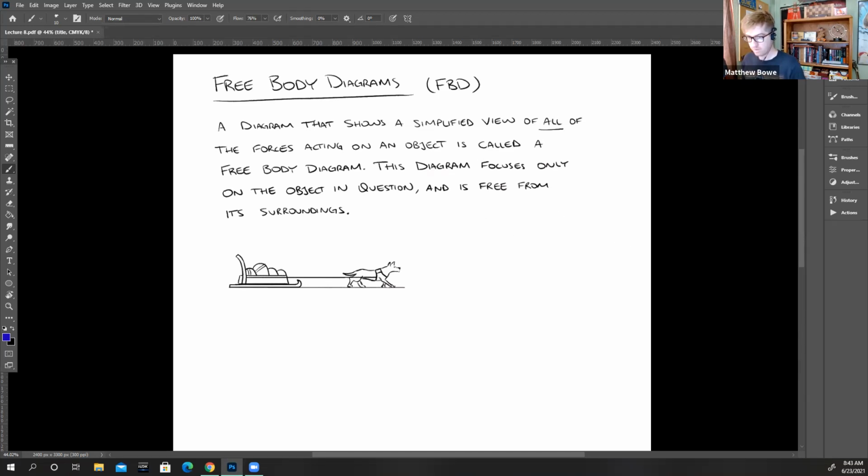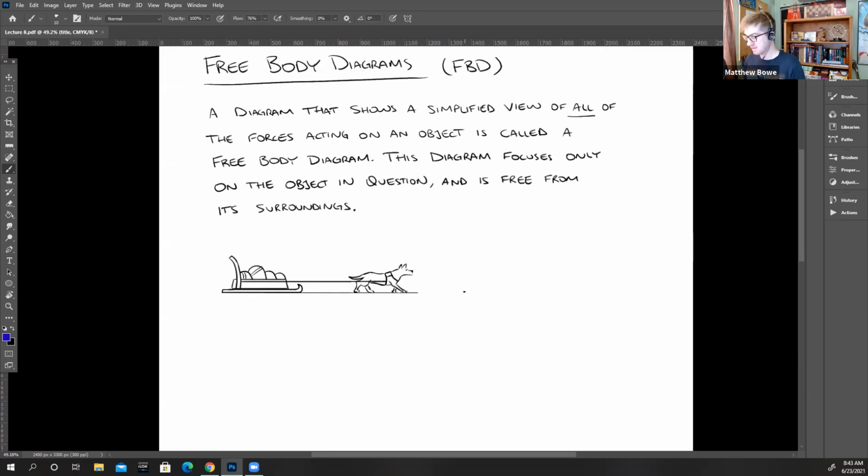Okay. We have this dog sled now. What are the forces acting on the sled? We're only interested in the sled. Well, from before, we see that there's a normal force upward and the force of gravity downward. There's this sort of rope that's pulling that way. I don't know if this is ice or not. Maybe there's friction.